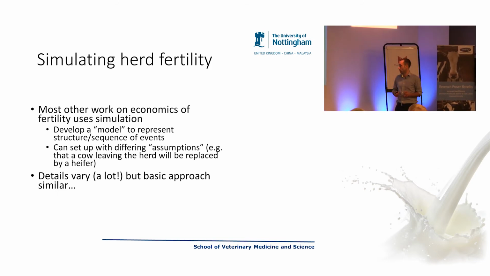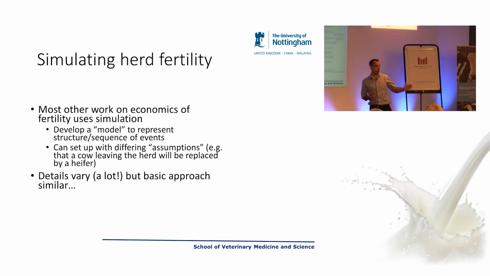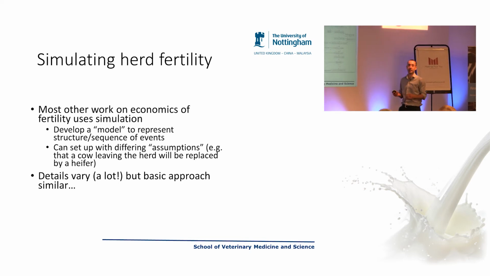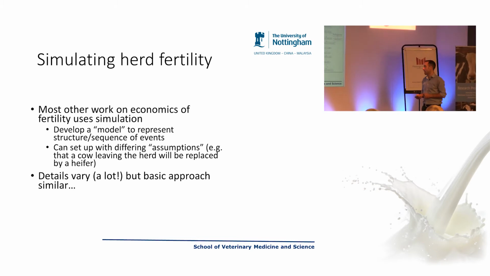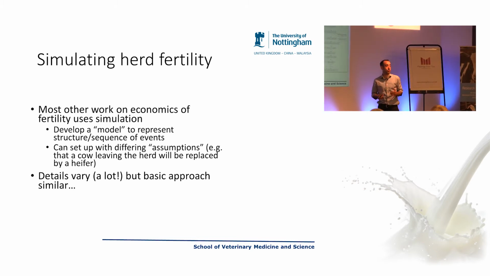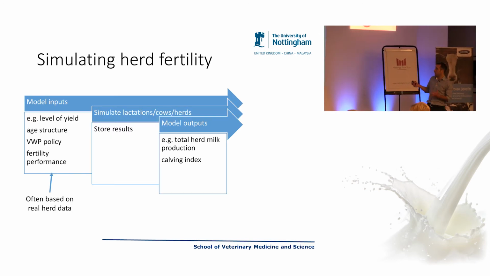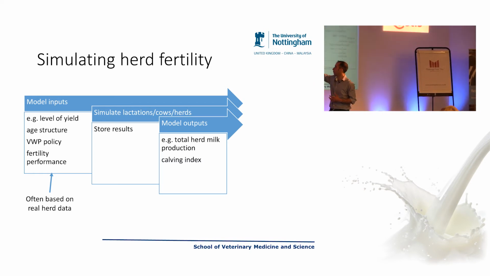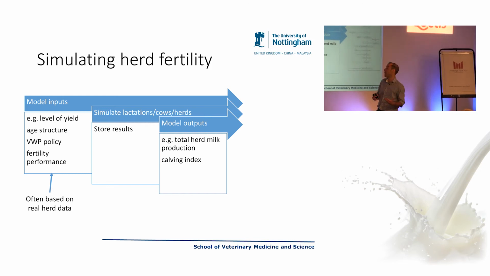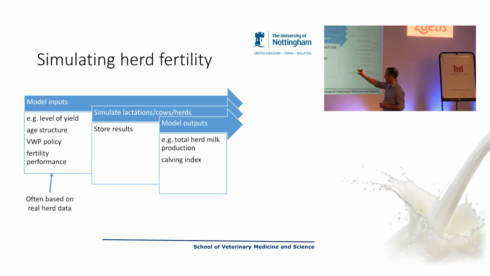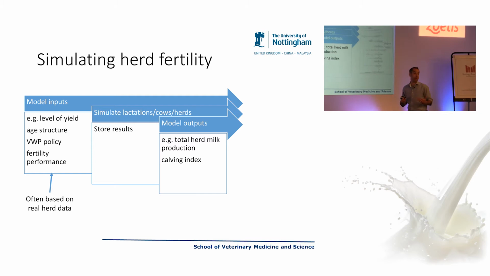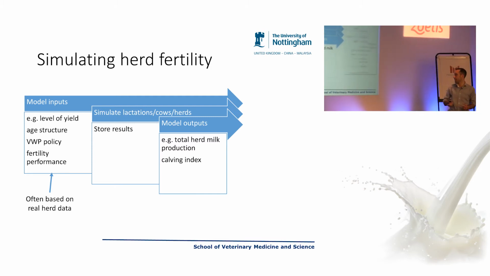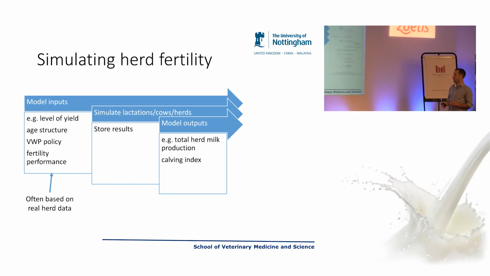And fertility lends itself really, really well to simulation models because it follows quite a predictable sequence of events, and a herd of cows will behave in a relatively predictable manner. So the details of how people have tried to do this vary between different papers and different work groups, but the basic structure is the same. So you're still really doing the same thing. You decide what are the important inputs to your model, so what things are going to affect your results. So those might be things like level of yield, age structure, voluntary wait period, 21-day preg rate. And you can base those on real herd data.